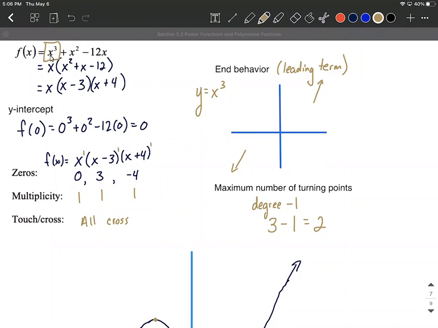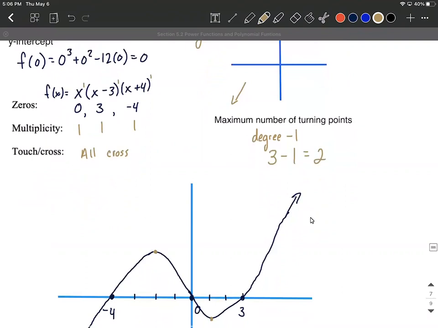End behavior is based on the leading term. So if it's in the expanded version, like we had here, just look for the first term if it's in descending order. Odd power functions, the tails go opposite directions. Even power functions, they go the same direction. Number of turning points is calculated as degree minus 1. Then put it all together on a nice graph, and you've got your polynomial all graphed.